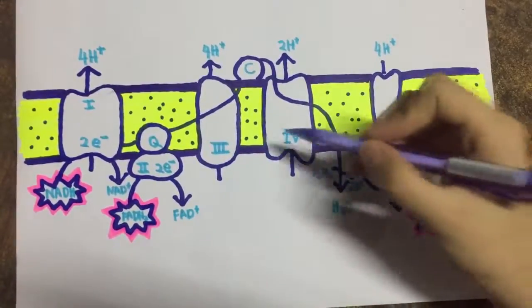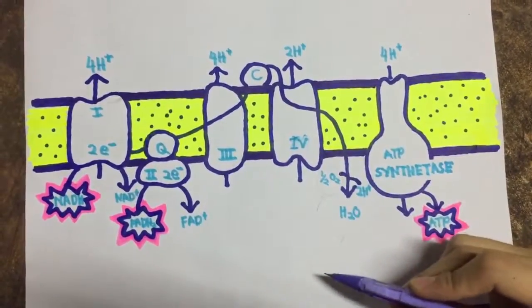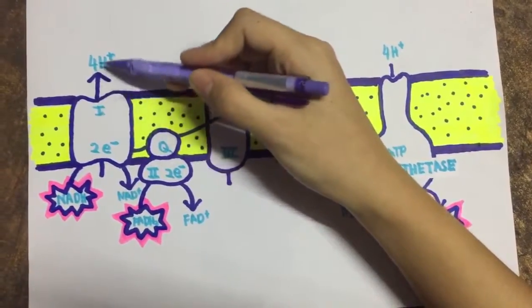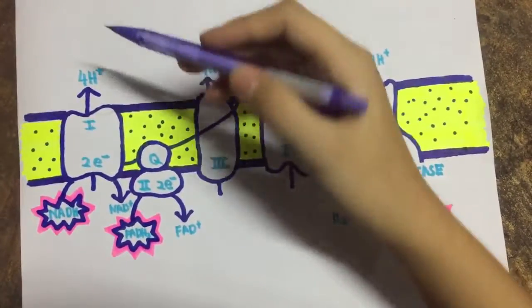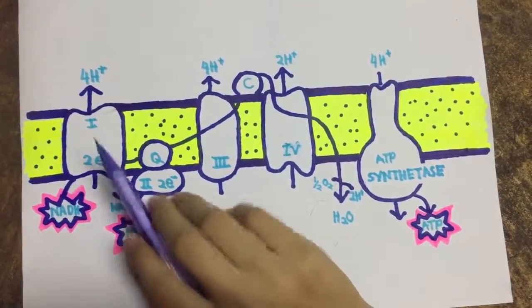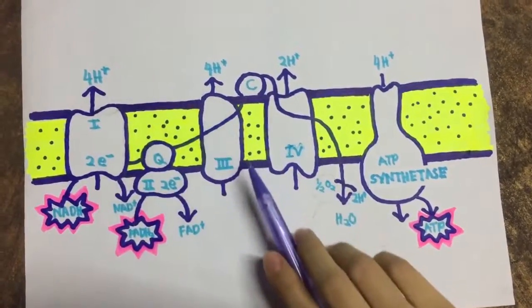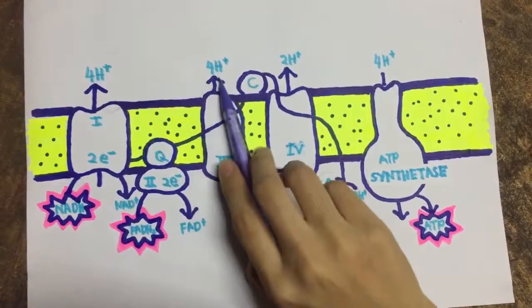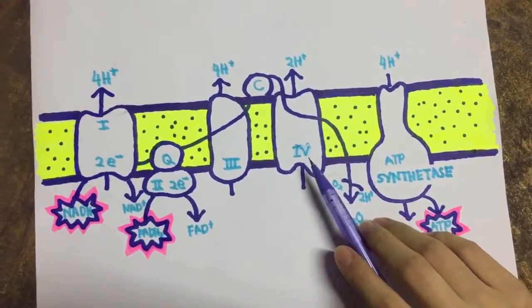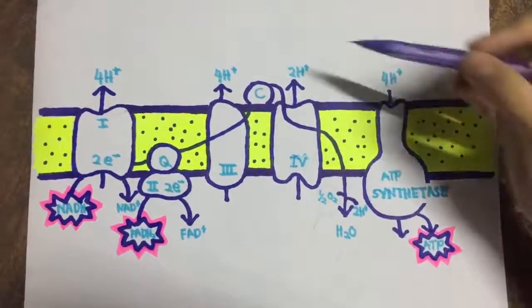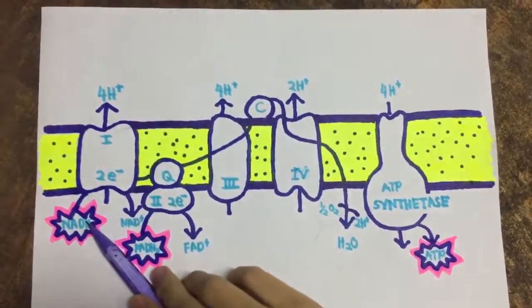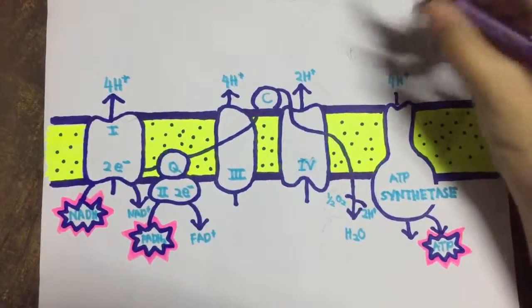Now, as the electrons pass between these complexes, they pump protons out of the mitochondrial matrix into the intermembrane space. Complex 1 pumps out 4 protons, complex 3 pumps out 4 protons, and complex 4 pumps out 2 protons. Therefore, in total, 1 NADH will produce 10 protons.